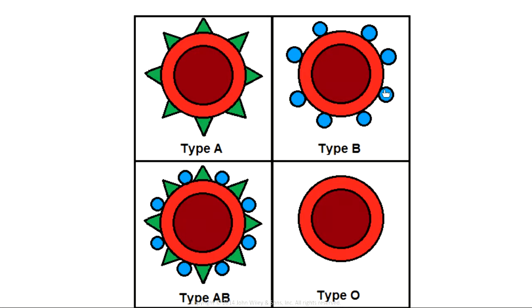In the third picture, you have A and B antigen on the surface of the red blood cell. You have both antigens, so the blood type becomes AB. And in the last picture, you don't have any antigen on the surface of the red blood cell. So the blood type becomes O.